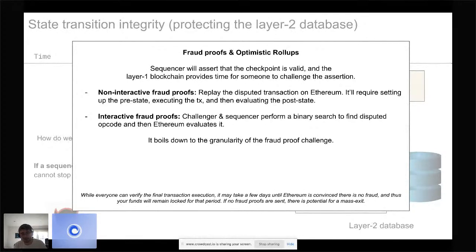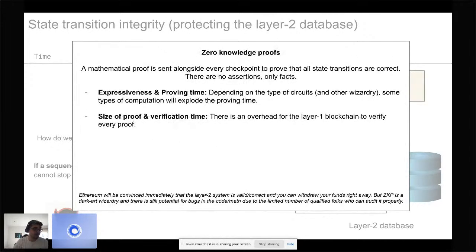Now, the last thing I want to mention is that when you post a checkpoint, there is this challenge period. So off-chain, anyone participating on Optimism or Arbitrum or an optimistic rollup, when the sequencer posts the checkpoint, I can verify off-chain that everything's correct, everything's valid, and I'm content. But it's going to take 2 weeks until Ethereum's convinced that there is no fraud. And thus, for those 2 weeks or that week, your funds will remain locked until that challenge period has been processed and finished.